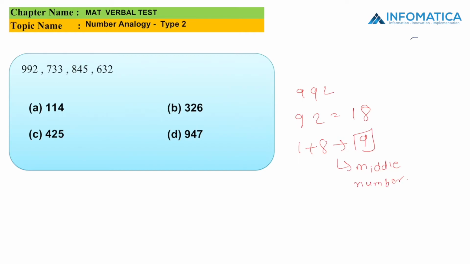Similarly, if we go for 733, so 7 into 3 is giving me 21, and if I split 21 as 2 plus 1, I get the answer as 3, which is nothing but the middle number.